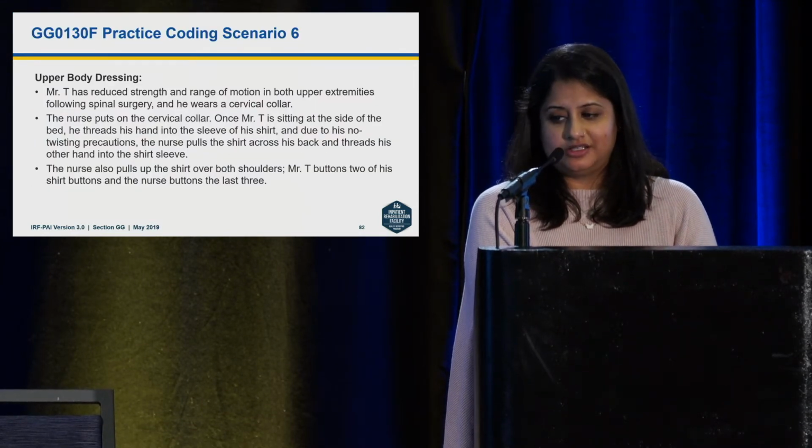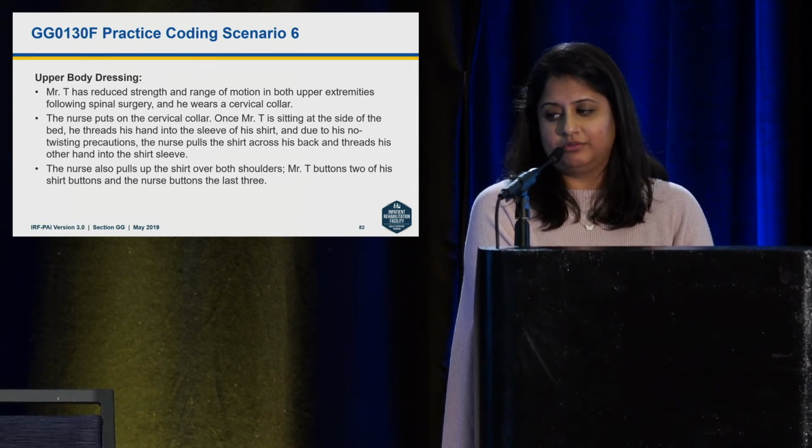So here's our practice coding scenario for Slido. Mr. T has reduced strength and range of motion in both upper extremities following spinal surgery, and he wears a cervical collar. The nurse puts on the cervical collar. Once Mr. T is sitting at the side of the bed, he threads his hand into the sleeve of his shirt, and due to his no twisting precautions, the nurse pulls the shirt across his back and threads his other hand into the shirt sleeve. The nurse also pulls up the shirt over both shoulders. Mr. T buttons 2 of his shirt buttons, and the nurse buttons the last 3.